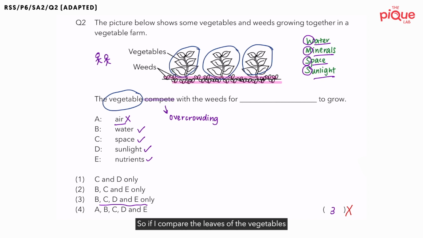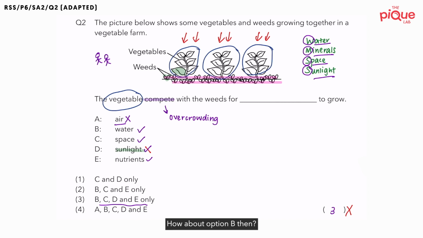So if I compare the leaves of the vegetables and the leaves of the weeds, do the leaves of the vegetables actually need to compete with the leaves of the weeds for sunlight? The answer is no, because the leaves of the vegetables are found way above the weeds and they can receive as much sunlight as they want. It is the weeds that are being blocked by the vegetables from receiving enough sunlight. So in this case, should we say that the vegetables compete with the weeds for sunlight? No, so we should not be choosing option D.